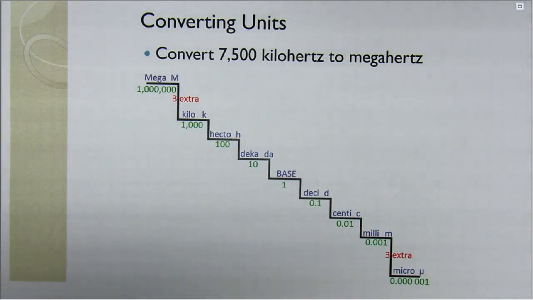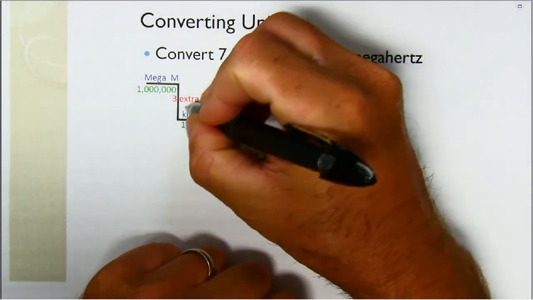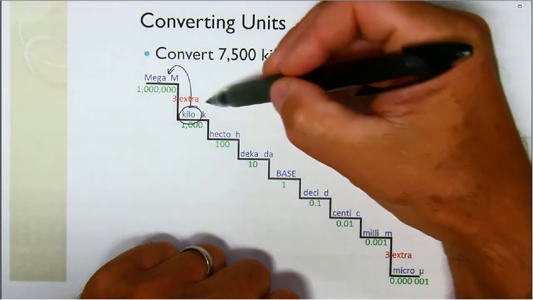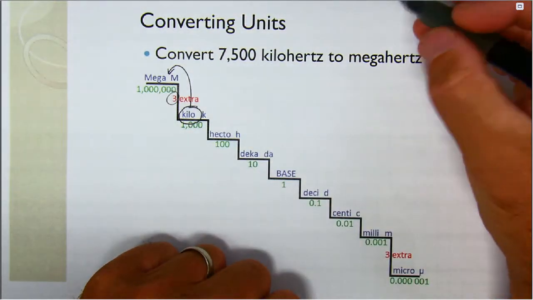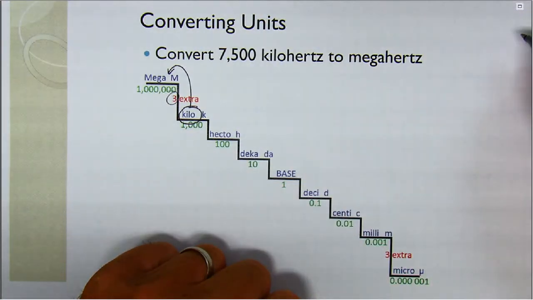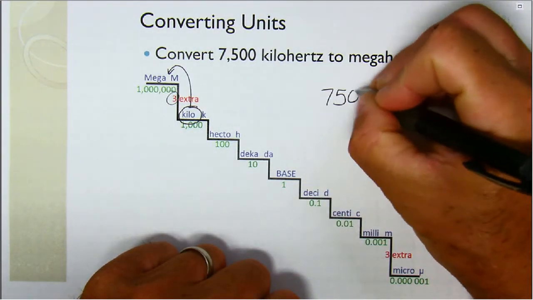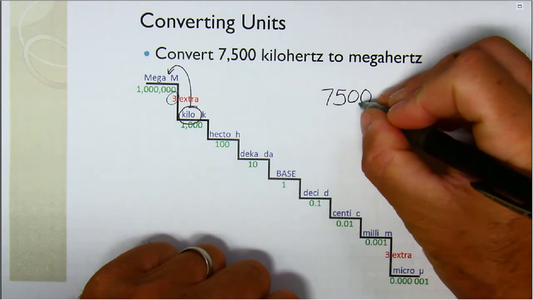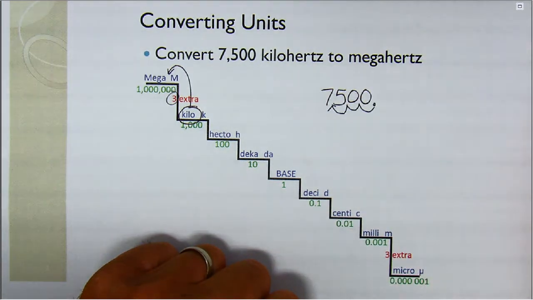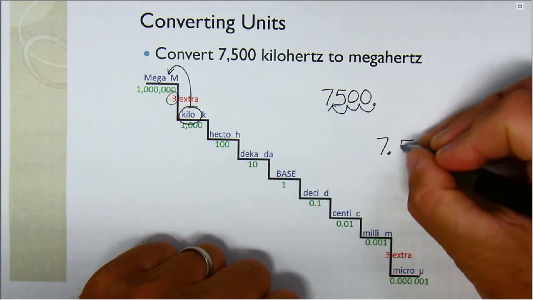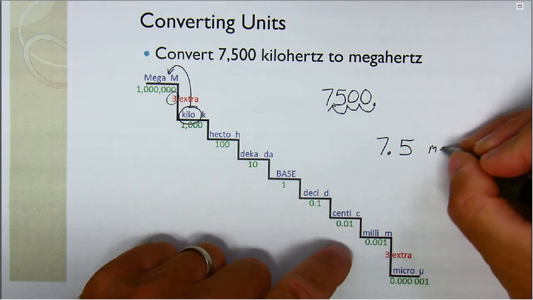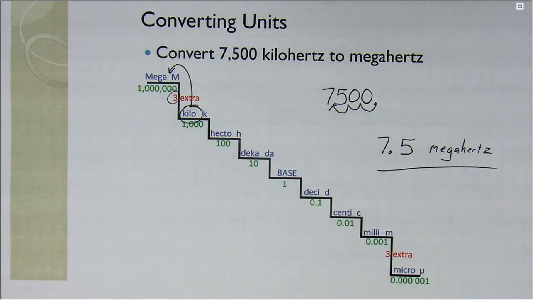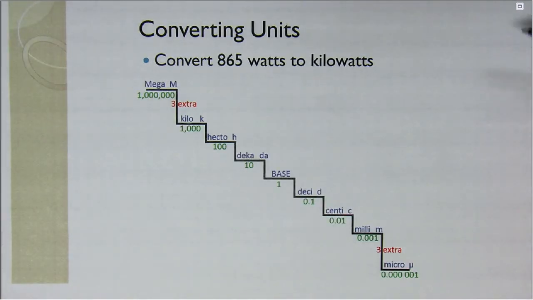7,500 kilohertz to megahertz. All right, here we're going from the prefix of kilo to the prefix of mega. Now that's just one step to the left, but it's in the 3 extra range, so that's equivalent to moving 3 steps to the left. So we start out with 7,500. Note that the decimal place is at the end of that number if it's not shown anywhere else. And if we move 3 places to the left, that puts the decimal between the 7 and the 5, so this is 7.5 megahertz. Because we went to a larger unit, we don't have as many of them. 7.5.